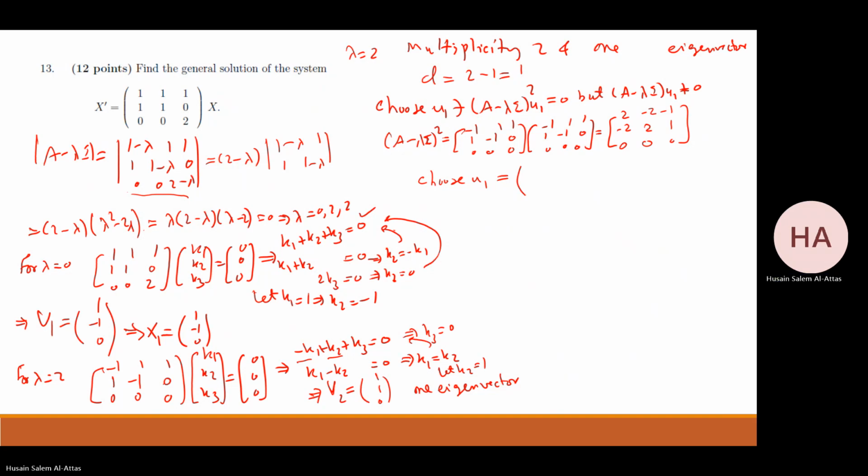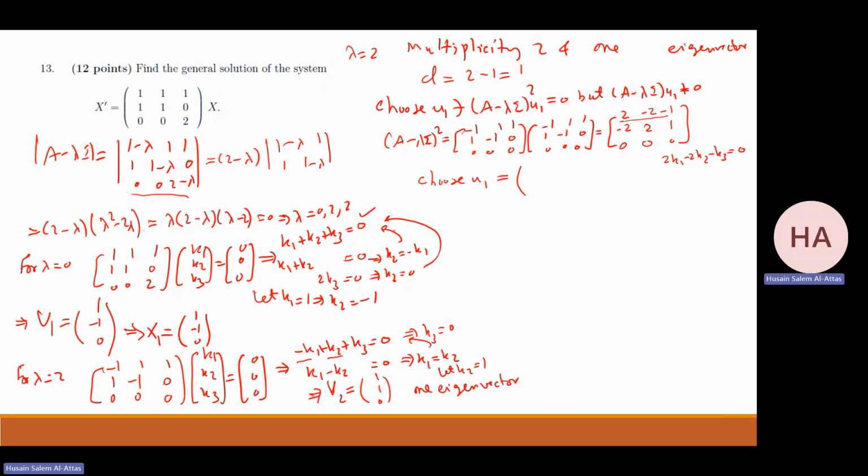I need to solve this. I have only one equation here, which is 2k1 minus 2k2 minus k3 equals 0. So if I let k3 be 0 and k2 be 1, then here k1 is 1.